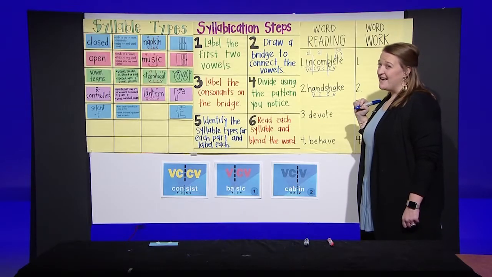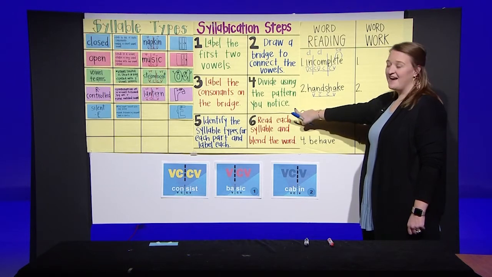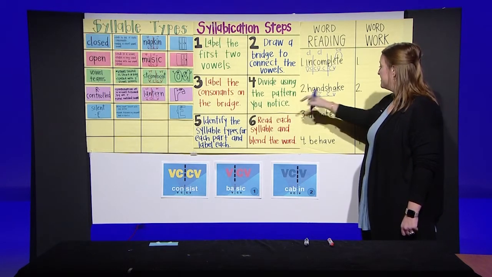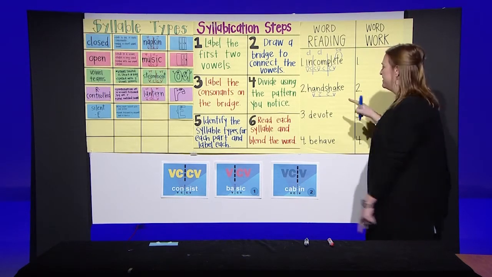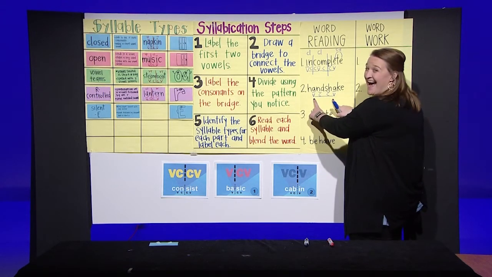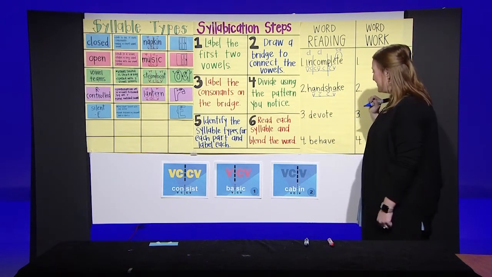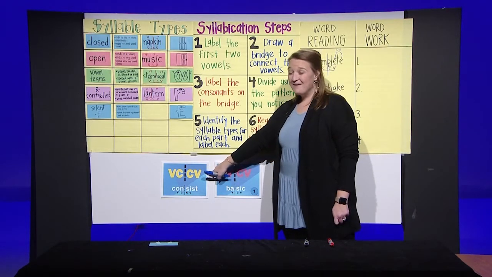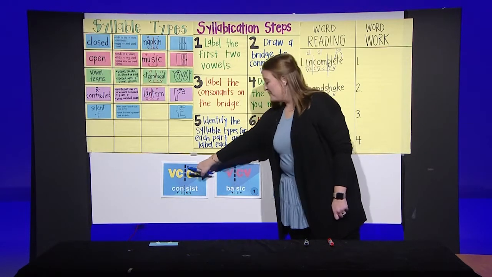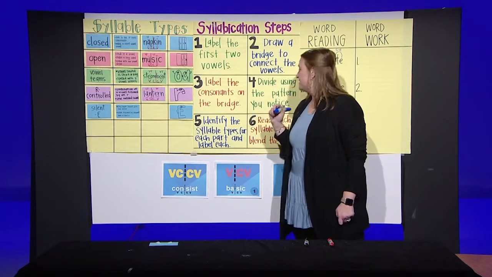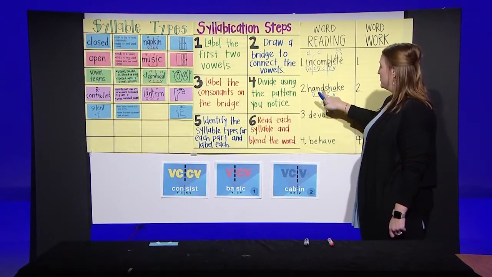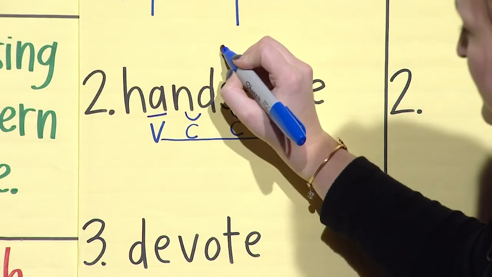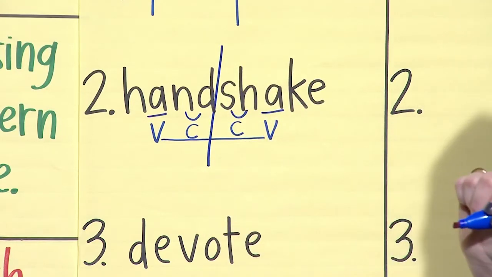All right. Step 4. Divide using the pattern you notice. What pattern do you see? I see VCCV, and we've been talking that with the VCCV pattern, we divide between the consonants. So we will divide between the D and the S. So draw your line right there.